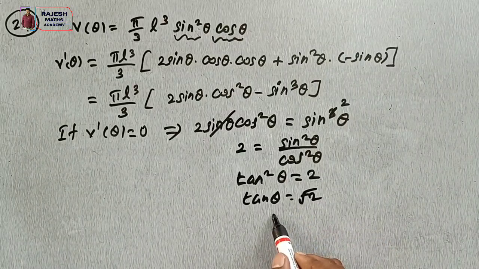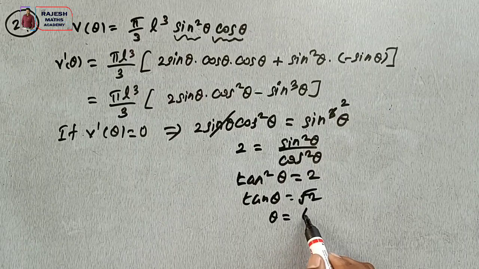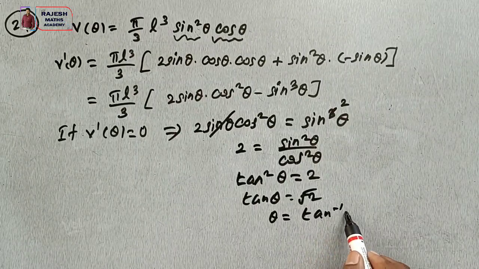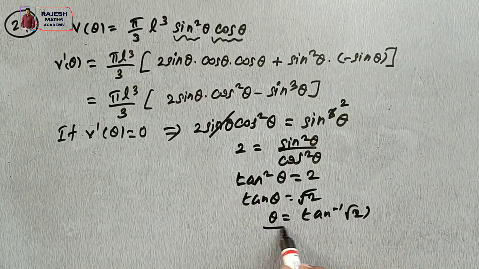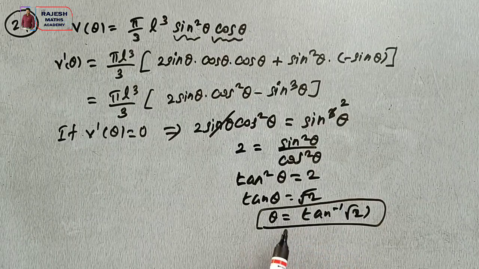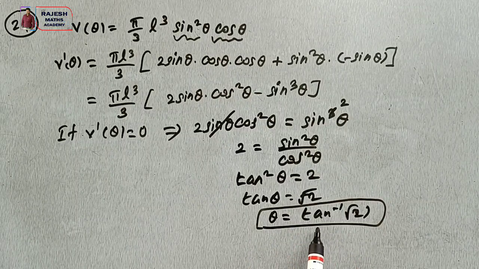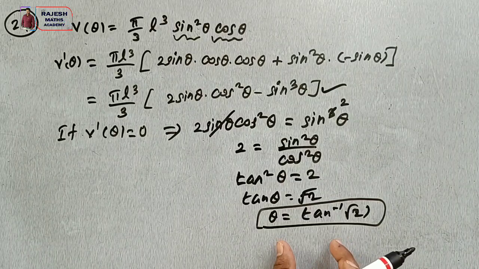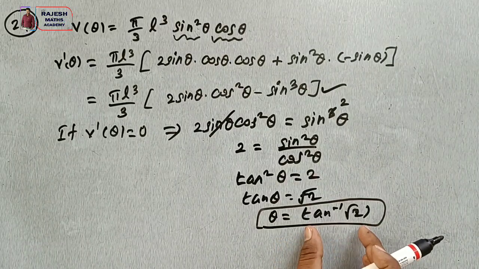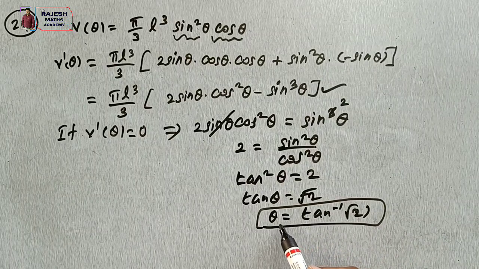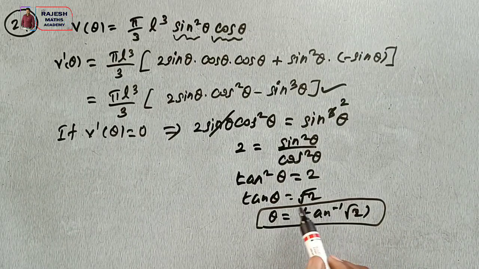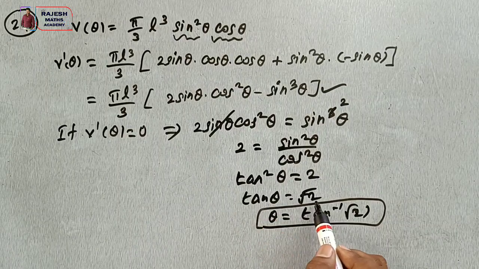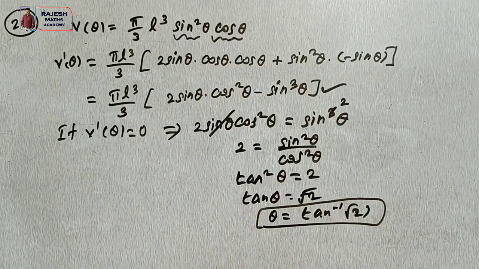So what is the value of theta here? Theta equal to tan inverse of root 2. So theta equal to tan inverse of root 2 is the critical point. Now we will find the second derivative for this function. Then we will substitute the theta value, tan inverse of root 2, or we can use tan theta equal to root 2 in the second derivative.